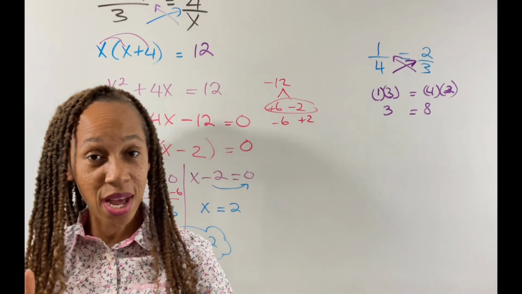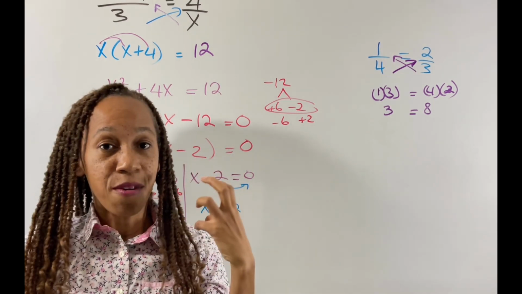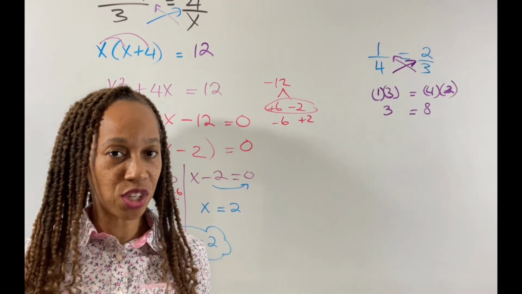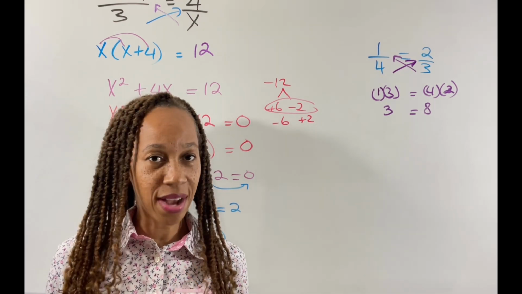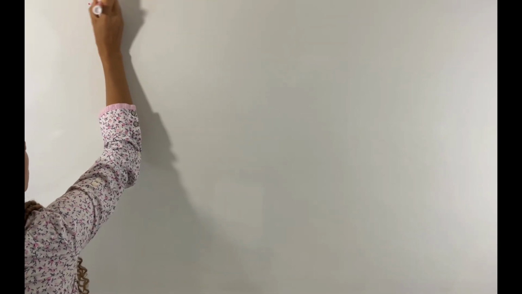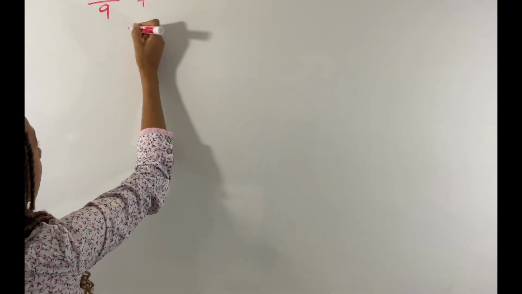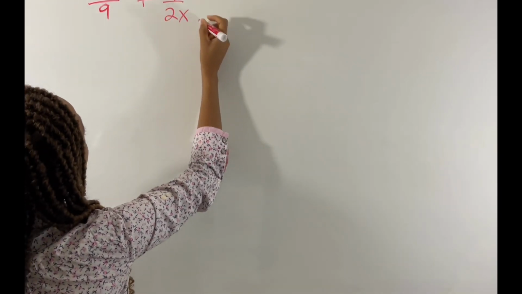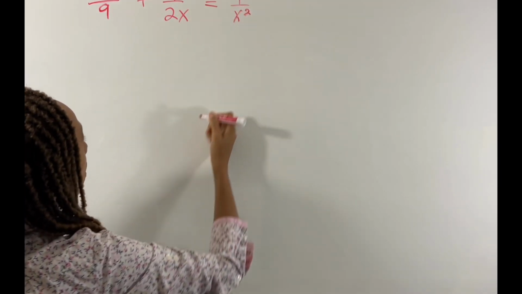So let's get into another example now, which is going to be different from this. We're going to have a fraction added to a fraction, and also it's going to be equal to a fraction. And this type of problem, you're going to solve by clearing the fractions. So let's get right into it. Our next problem is 1 over 9, plus 1 over 2x, equals 1 over x to the second power.